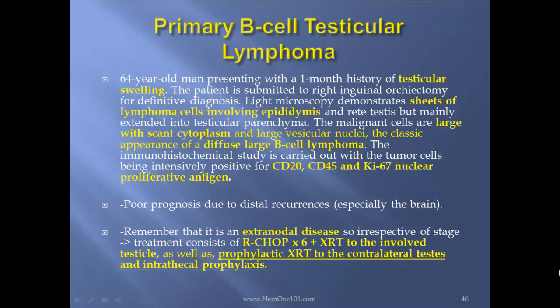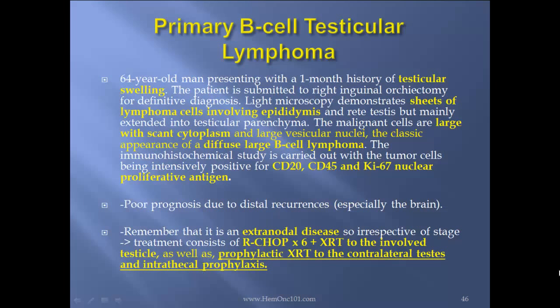Primary B-cell testicular lymphoma. Case report. 65-year-old man presenting with a 1-month history of testicular swelling. Patient submitted to right inguinal orchiectomy for definitive diagnosis. Light microscopy demonstrates a sheet of lymphoma cells involving the epididymis and rete testis, but mainly extended into testicular parenchyma. Malignant cells are large with scant cytoplasm and large vesicular nuclei, the classic appearance of a diffuse large B-cell lymphoma.